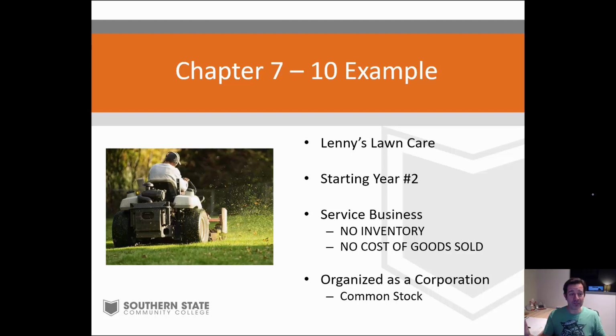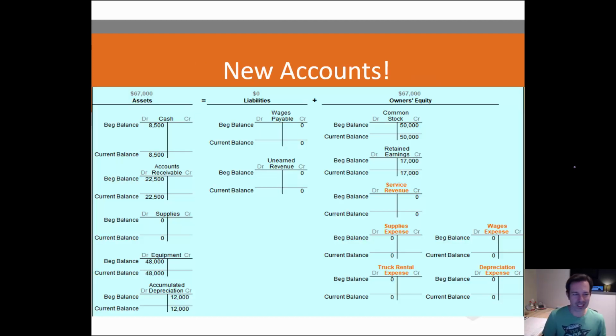So brand new company. Man, it's exciting stuff here. We're going to be doing Lenny's Lawn Care pretty much all the way through Solid Footing now. Chapters 7 through 10, to the end of the book, are going to be Lenny's. So strap in and be ready to put your lawn mowing accountant hat on, because that's what we're going to be dealing with. I've got Lenny's chart of accounts up here, the general ledger I should say.